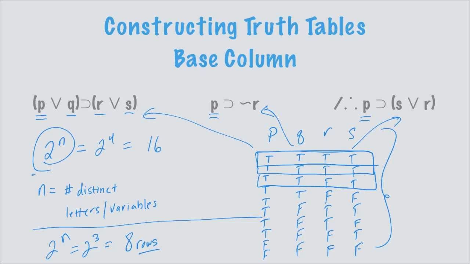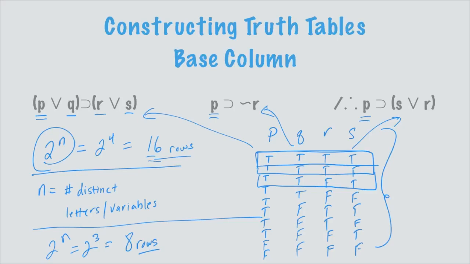So this is the formula. I look at the number of distinct letters. I take my 2 to the n, replace the n with the number of letters, 4, and then I just do the math. That tells me I now have that number of rows. So in this first example I gave you here, it's 16 rows. If we look back at the previous problem that we just worked on, 2 to the n, there were 3 distinct letters, P, Q, and R. That meant there were 8 rows, and when you construct the table, you start with 8 rows.